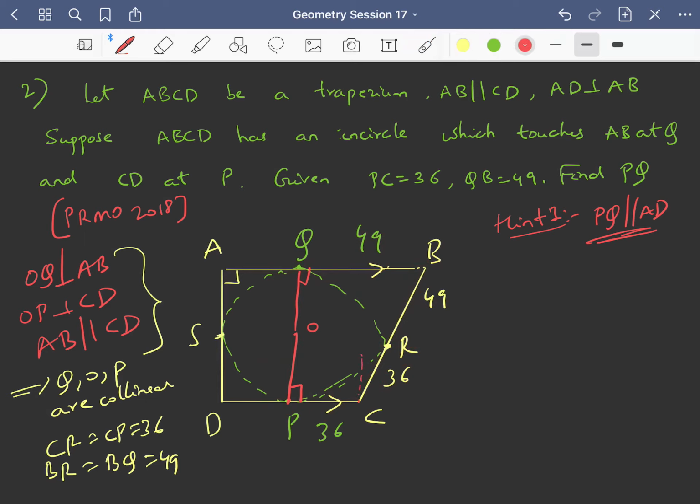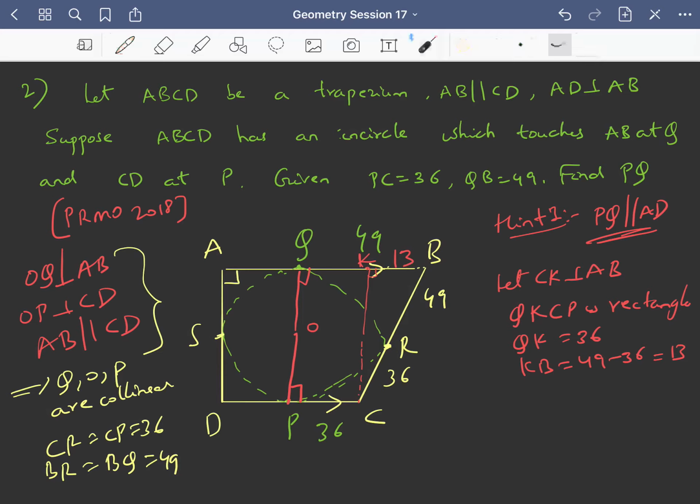Just we are dropping a perpendicular from C to AB. So let us say this is K. Okay, so that CK is perpendicular to AB. Now clearly QKCP is a rectangle, right? So QK is nothing but 36. So then KB is 49 minus 36, which is 13. Okay, so this is 13 and BC is 85.